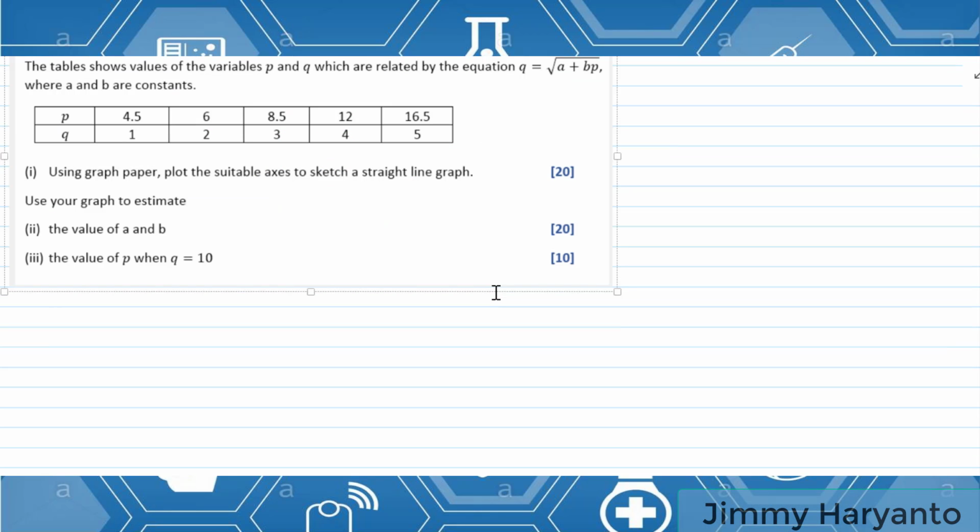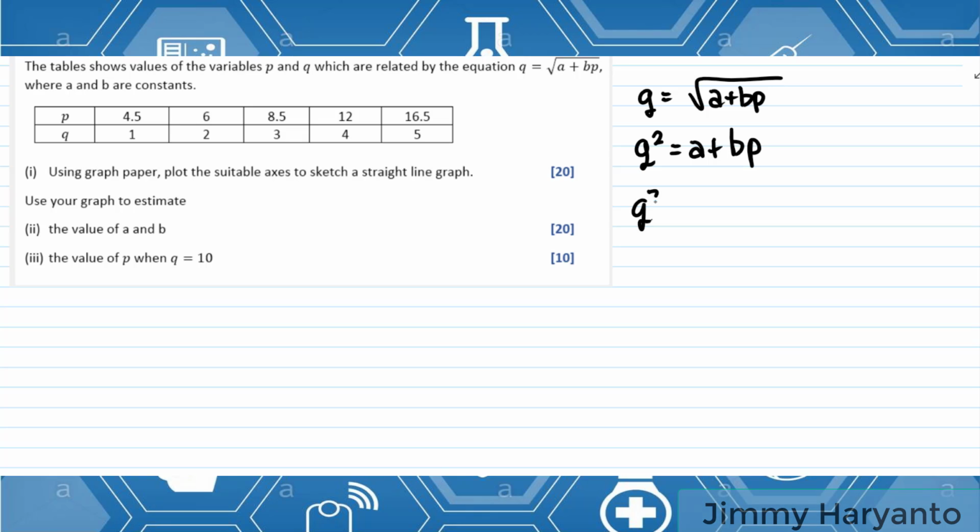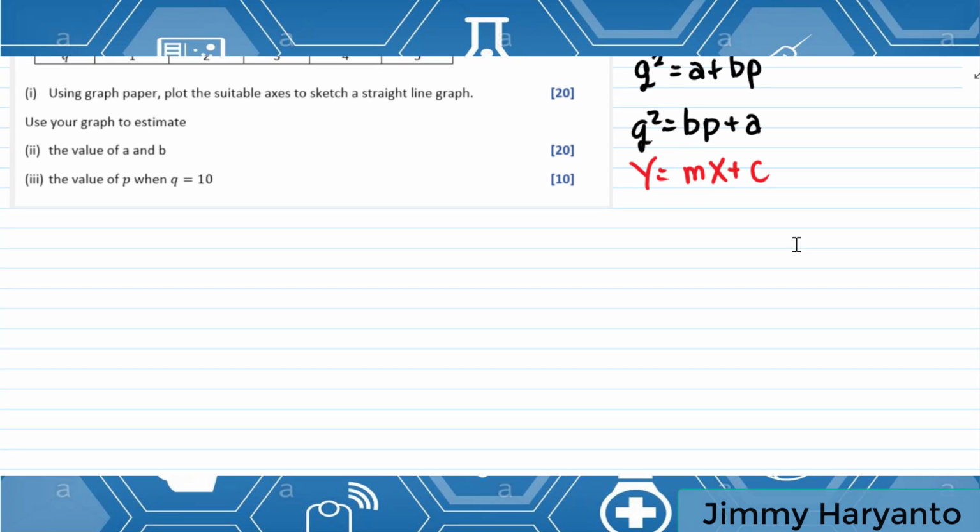Now it's the even numbers. Okay, the even number question is similar with the odd ones, so the way will be the same. First you have to change the original equation. The original equation is Q equals to square root of A plus BP. You have to move the square root into the left side. Q square equals to A plus BP, and then rearrange them to make it similar with y equals to mx plus c. So the gradient will be b and the y-intercept will be a.